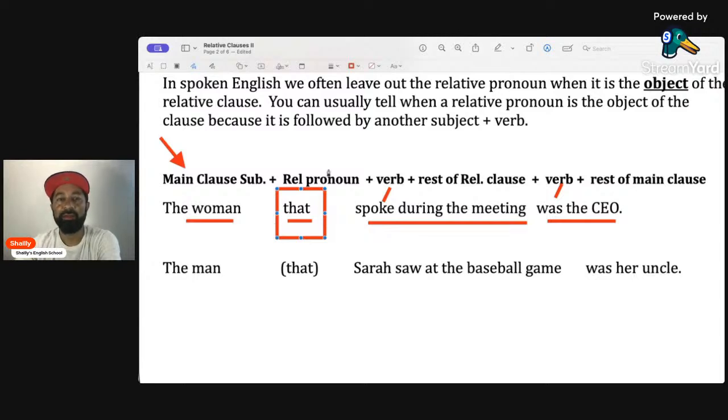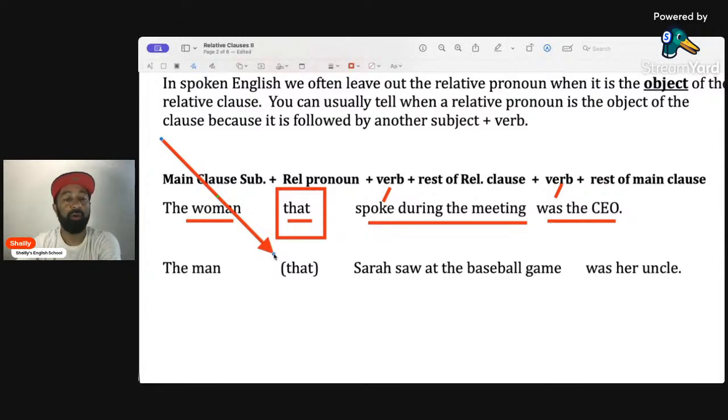All right. So now let's look at the second example. But before we look at the second example, I want to look just up here. This sentence here. It says you can usually tell when a relative pronoun is the object of the clause because it is followed by another subject and verb. So this is just really fancy kind of grammar talk. Now, basically what this is saying, if we look down here, I've got that is in brackets. That means we don't need to use it. If you want to put it in, that's fine. But if you don't want to put it in, you don't have to.